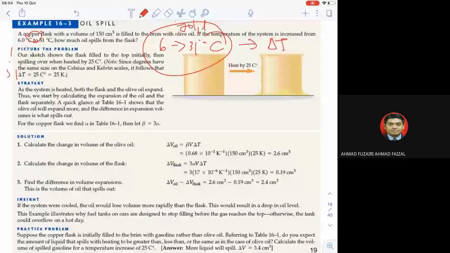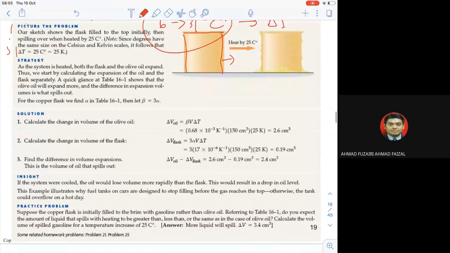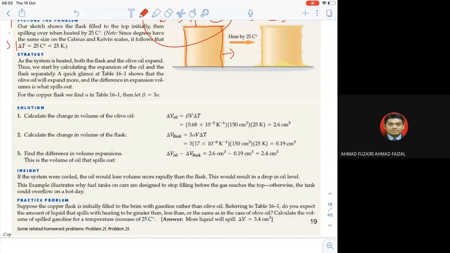This olive oil is filled to the brim. It is filled all the way to the top, so it is completely full. What happens when we heat it? When we heat it, the container will expand, and the olive oil inside the container will also expand. Both will expand. So right now, we look at the calculation. First, we calculate the expansion of the olive oil. This one is for olive oil because we are using beta.